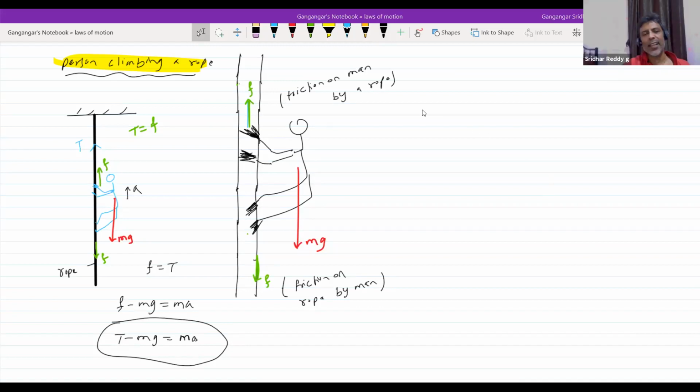The books directly gave tension. How is that tension set up in the rope? Because of friction. So therefore, what is actually acting on the person? The friction is what is acting on the person. If that friction is greater than mg, he will move up. And that friction is equal to how much? It is equal to tension. Are you getting the idea now?